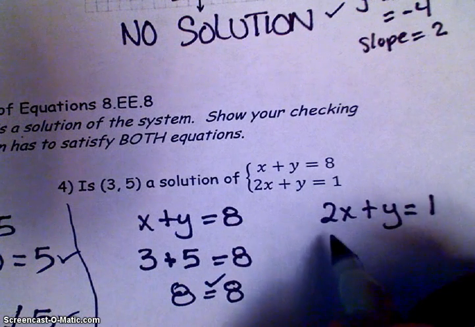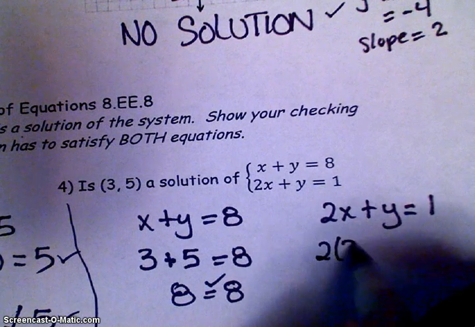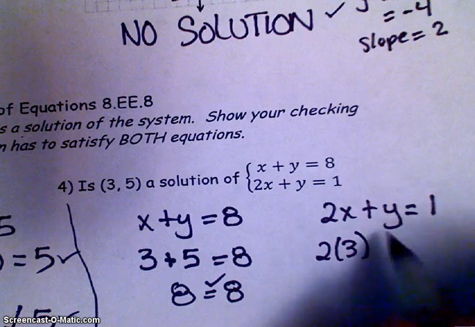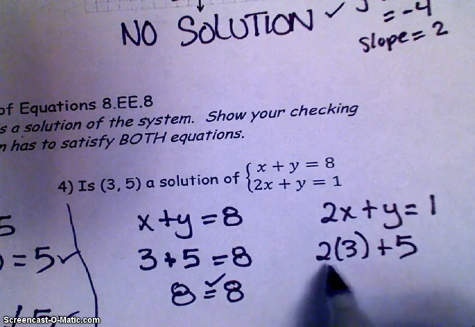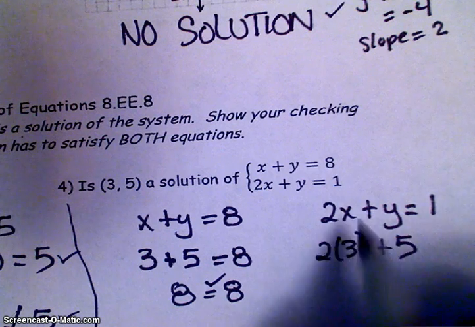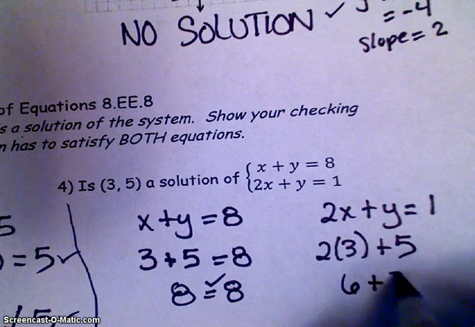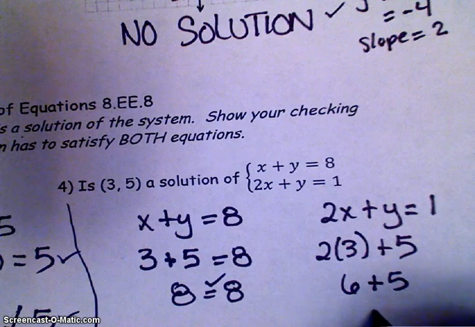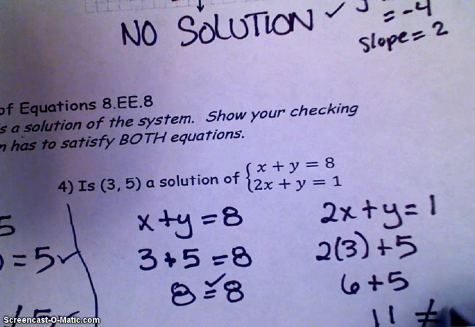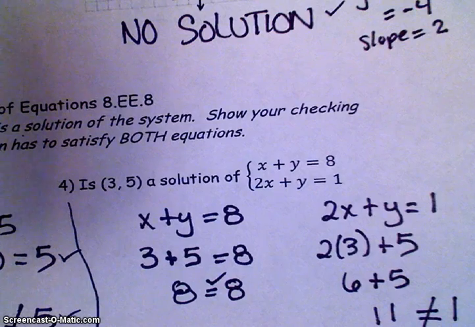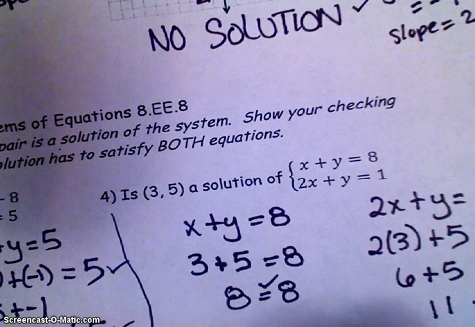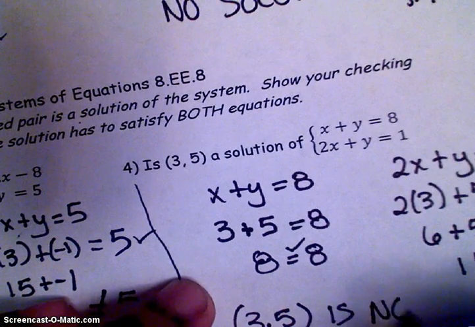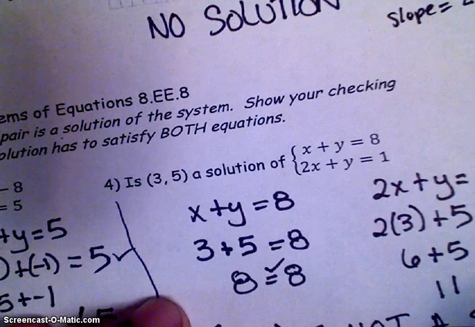So I'm going to substitute in 3 for x plus 5 for y. 2 times 3 is 6. 6 plus 5 is 11. 11 does not equal 1. So 3, 5 is not a solution.